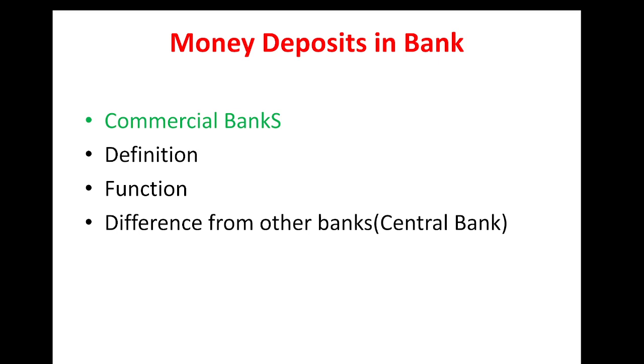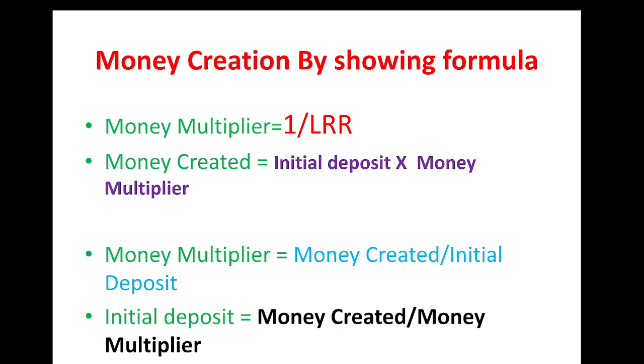Now next point is money deposits in bank. Commercial banks. You know what a commercial bank is? Those banks which are working for profits, receiving deposits and issuing credit are called commercial banks. The most important function of a commercial bank is credit creation. You can study here credit creation, money creation by commercial banks.